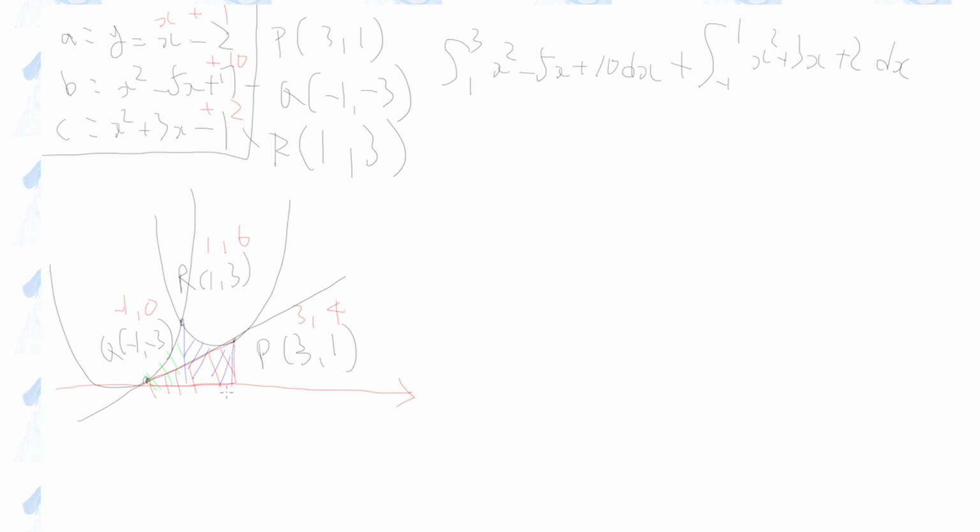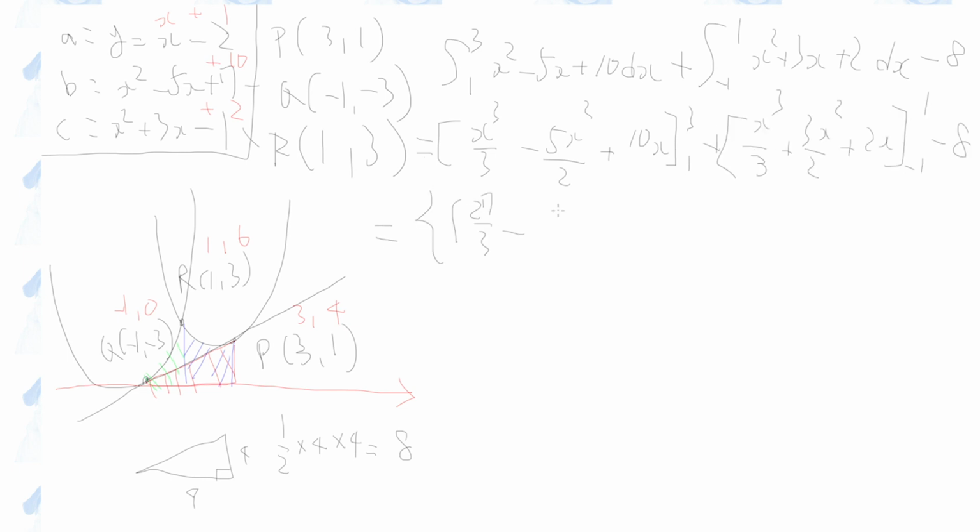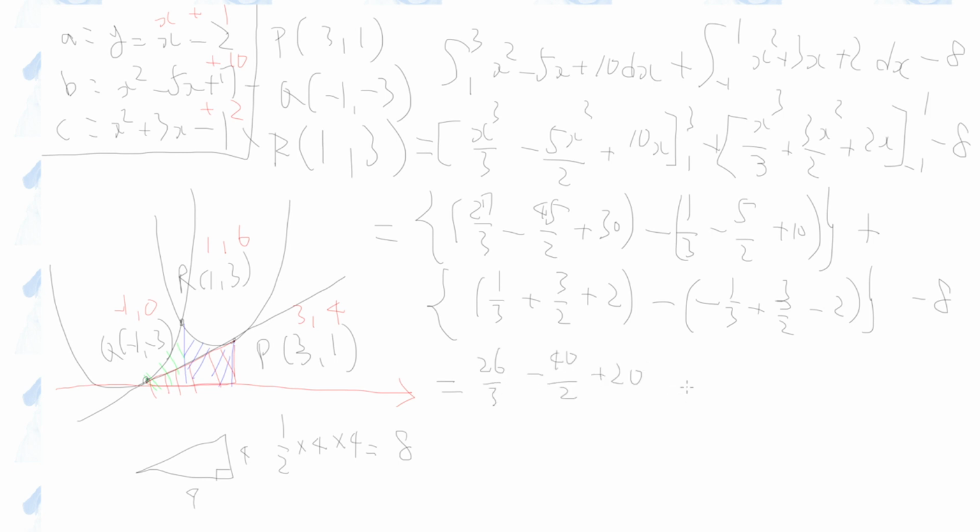And the area shown in red, 3 minus minus 1, which is 4, and the height of this triangle should be 4. Area is 1 over 2 times 4 times 4, which is equal to 8. We have to subtract 8 at the end. Let's go. 16/3.